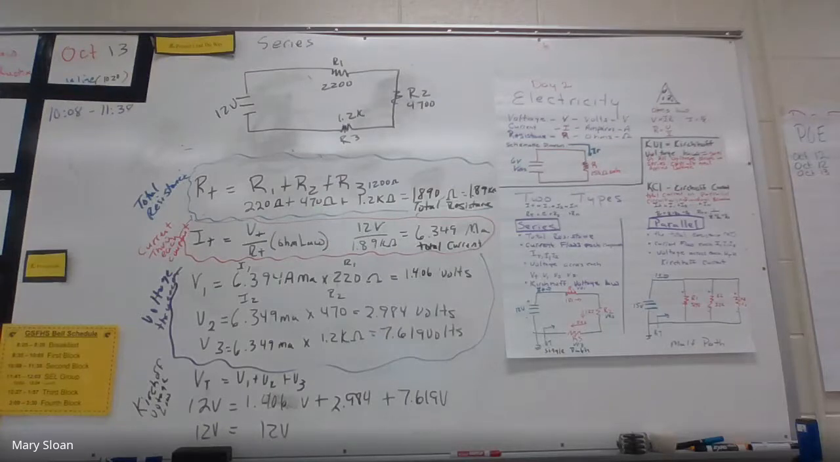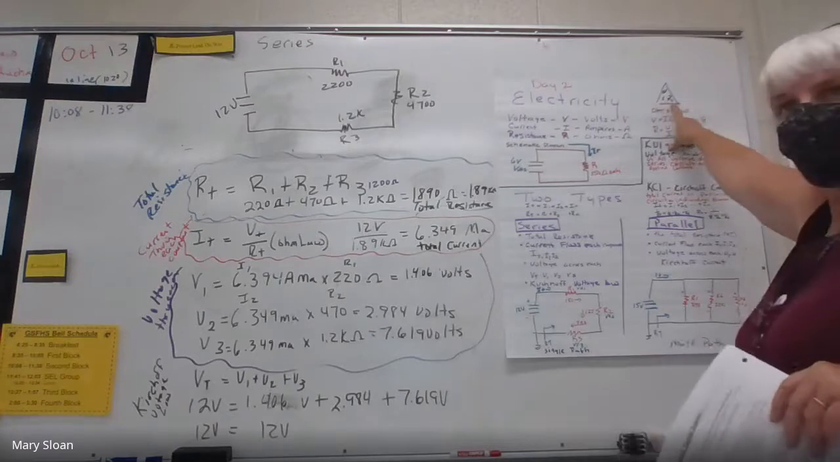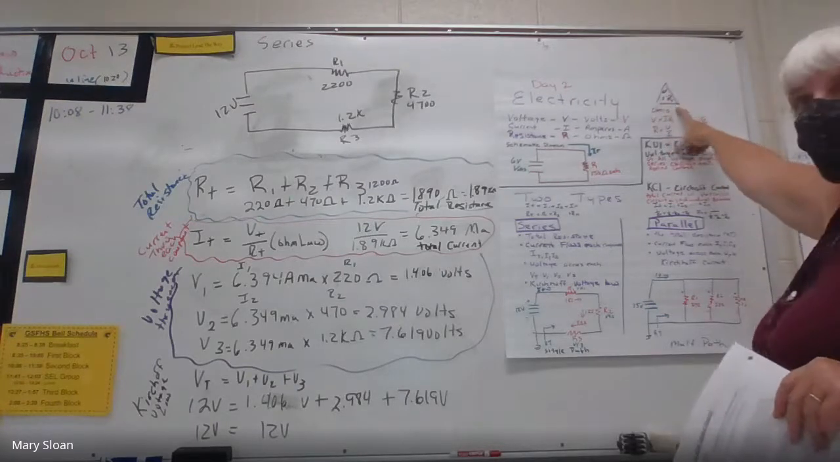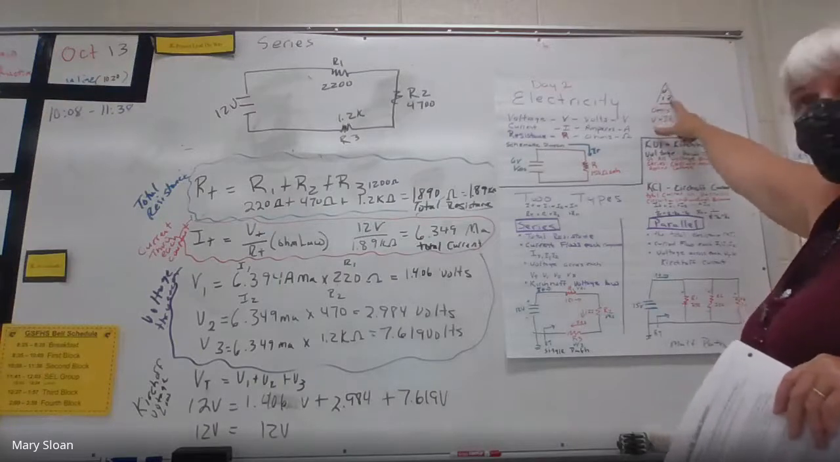I put 24. 24 ohms. I divided. That's what you did, right? Because we have the triangle, right? Voltage, and then we have our current, and then we have our resistance. And the only thing you do is you figure out where it's at, put it in here. If it's here and here, you divide. If it's here and here, you multiply, right?